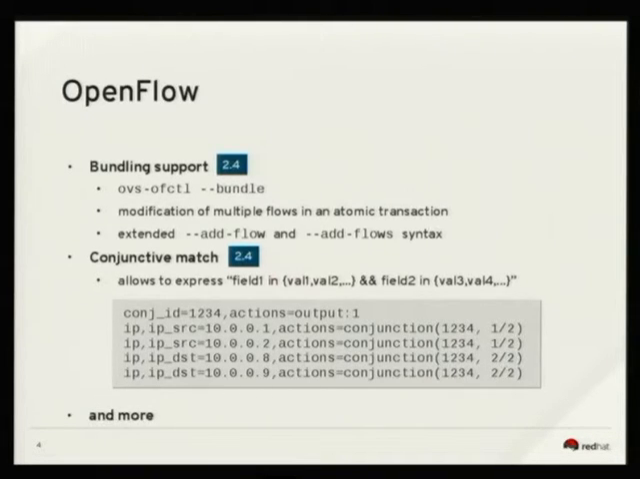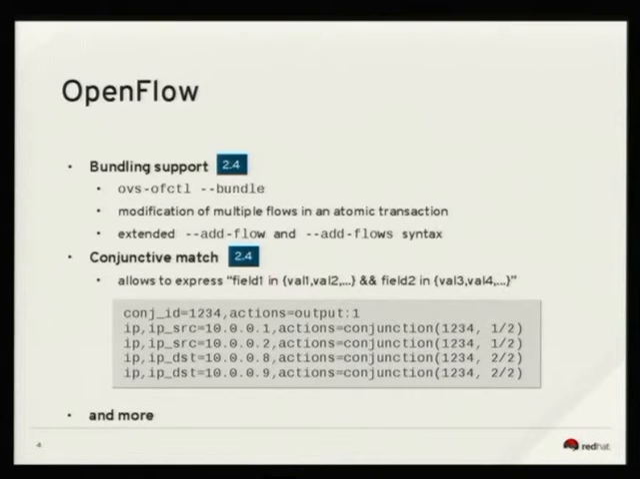So just one more. It's conjunctive match, which allows quite a lot of matrix match, like match this packet only if the source address is in this particular list of IP addresses and the destination address is in this other set of IP addresses at the same time. Right? Up to now, this actually required n times m flows to be set up, which is quite inefficient. So if you matched four source addresses and four destination addresses, you would have to have 16 flows installed, which sucks. So conjunctive match solves this. Its usage is a bit weird, but then what with OpenFlow is not weird?